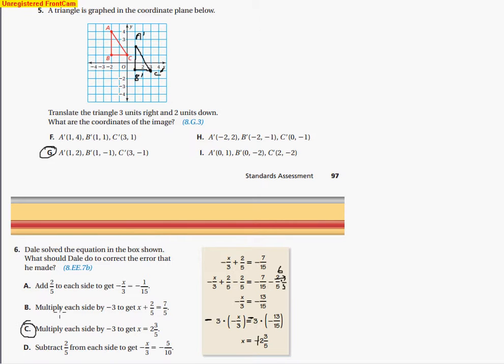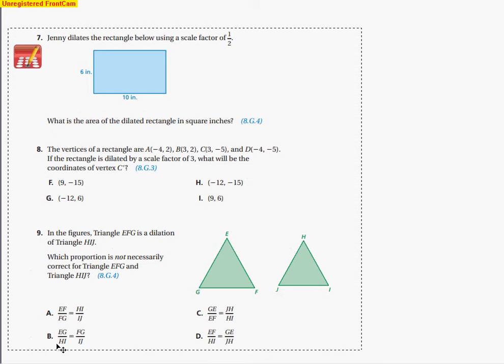So notice how they said multiply each side by -3 to get this. Now that would not be correct. So there were some distractors in there to kind of fool you. So let's move on to the next one. And it is here, number 7.